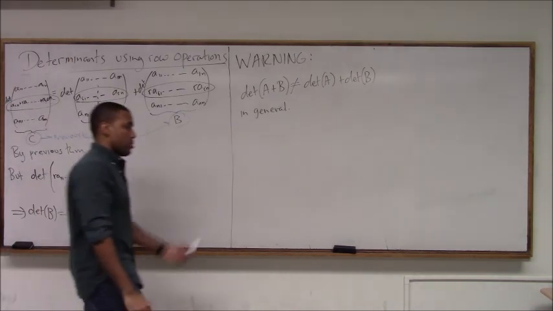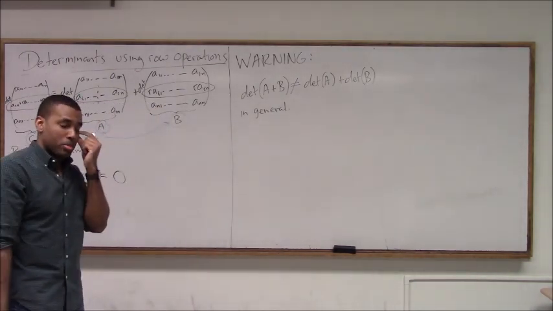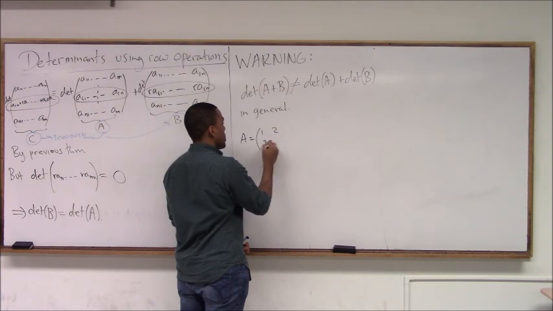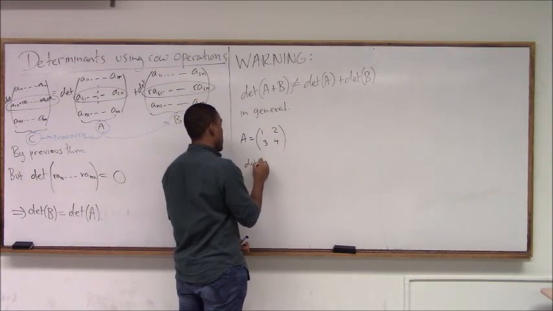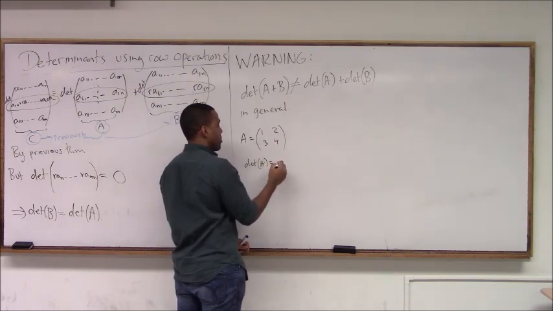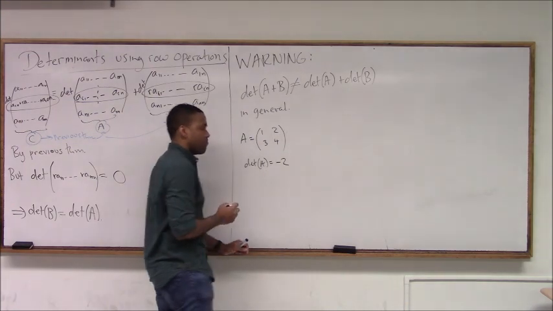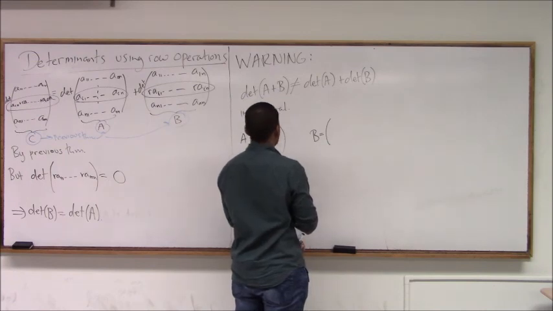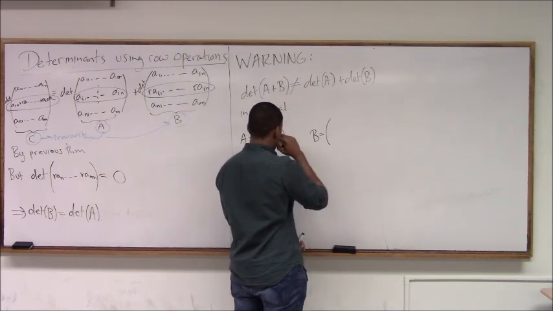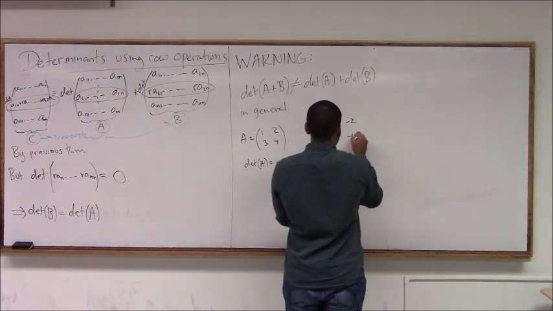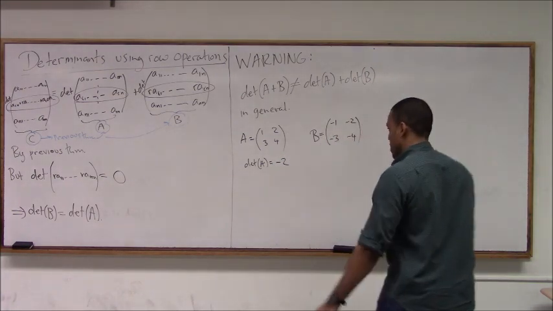Well, let's just make up an example. I don't think it's hard to find an example, so I'm pretty sure I can just make up a random example and it's going to work. Let's try. Let A be something like 1, 2, 3, 4. So we know that the determinant of A is minus 2. Let B be the negative of this. It shouldn't be hard to find an example.